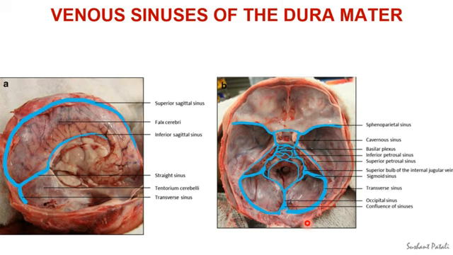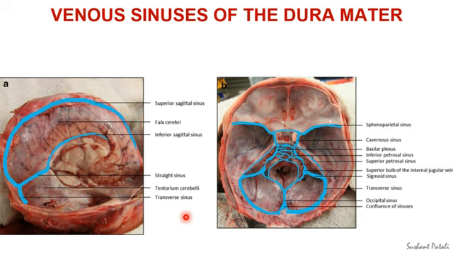Now, what are venous sinuses of the dura mater? We know that the deoxygenated blood from the different organs in our body is drained with the help of veins. So veins are blood vessels. They have tunica intima, tunica media, and tunica adventitia. They have walls, and they have layers in their walls.